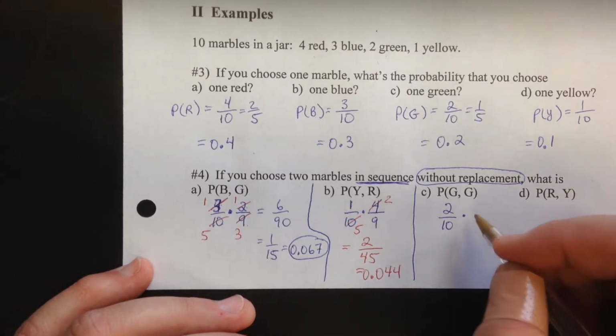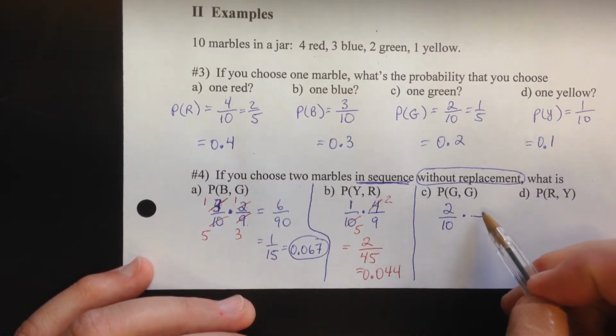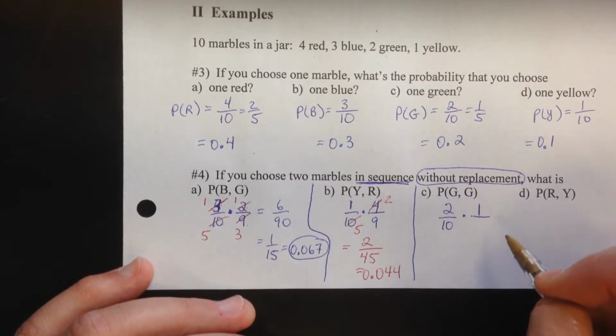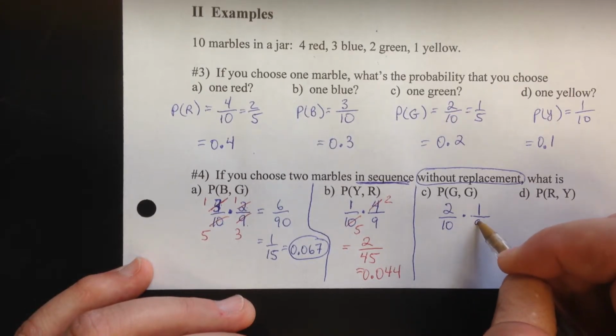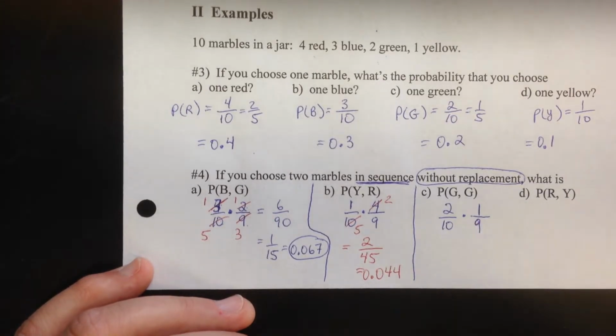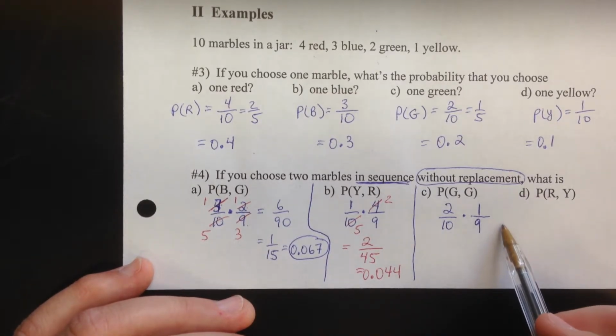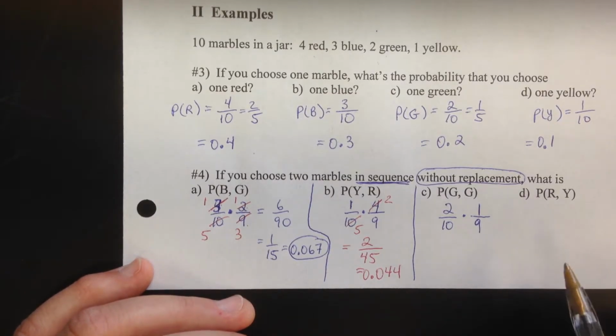All right, now, to take the second green, we don't have 2 greens anymore. We only have 1 left. So there's 1 green left out of 9 marbles left because we already took one. So it's not 10, it's now 9. And if we kept going, it would be something over 8, and then 7, and then 6.